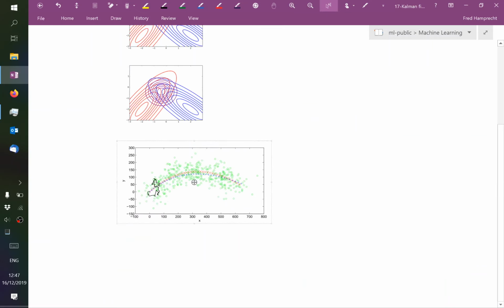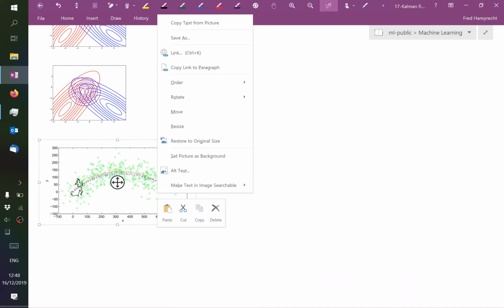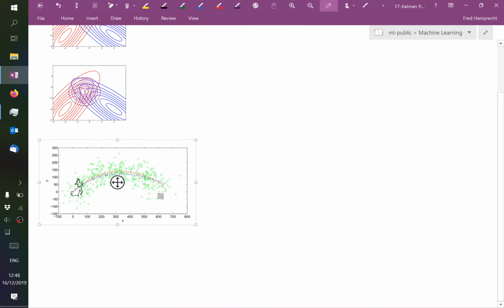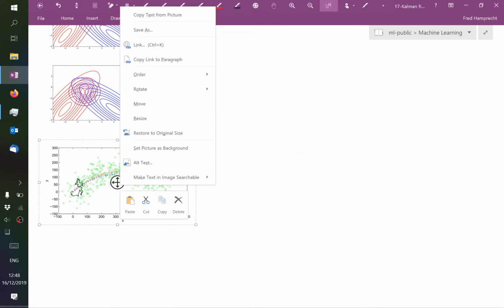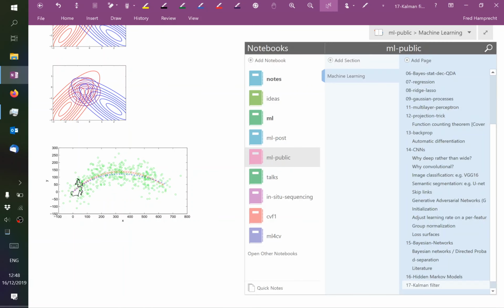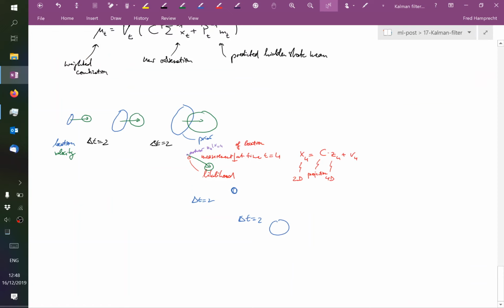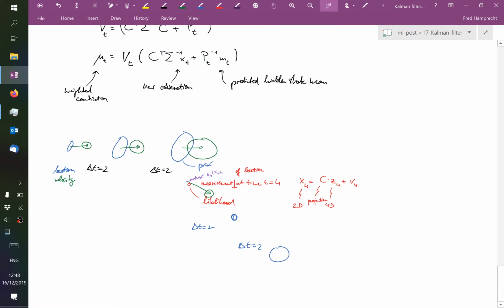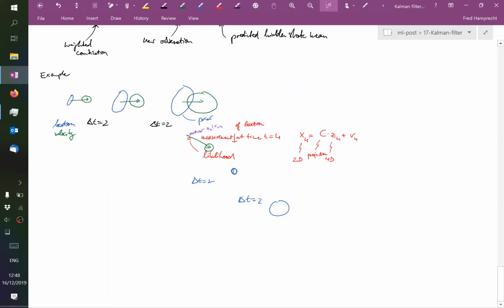I should copy it with the source, which is not given. I'm sorry, this one is from the Barber book. So this was an example, if not to say story. Here's another example.